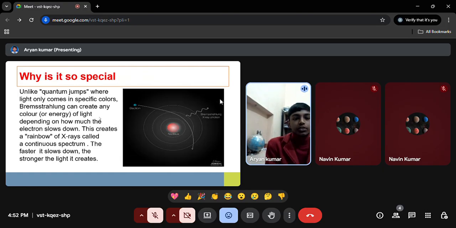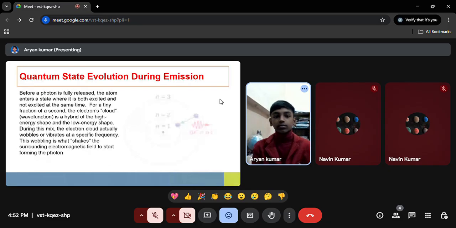Why is it so special? Unlike quantum jumps, where light only comes in a specific color, breaking radiation can create any color or energy of light depending on how much the electron slows down. This creates a rainbow of X-rays called a continuous spectrum. The faster it slows down, the stronger the light it creates.